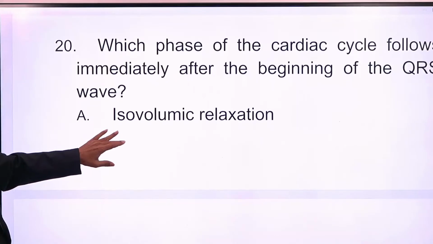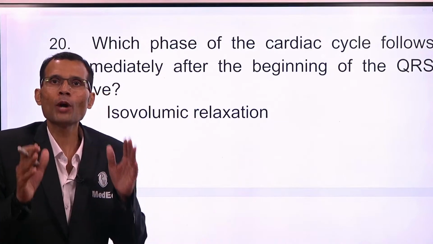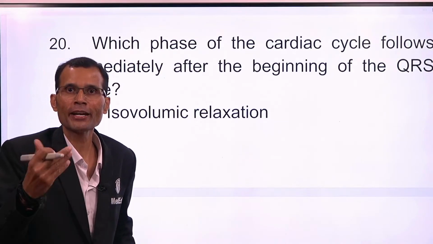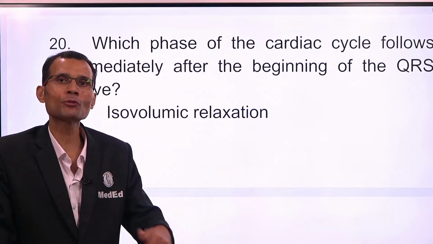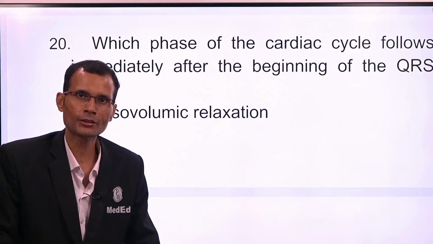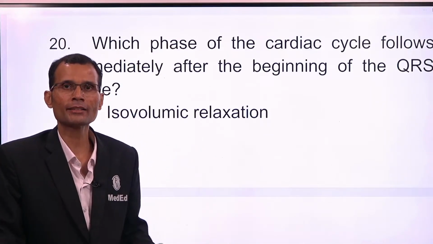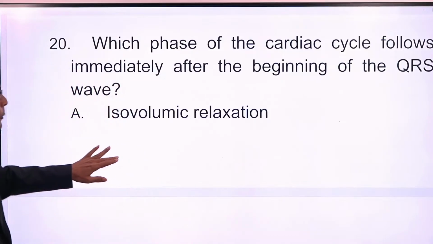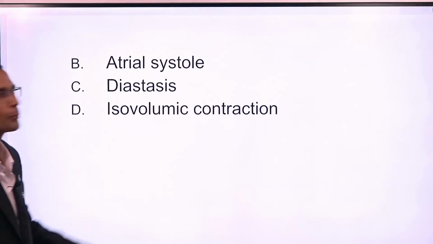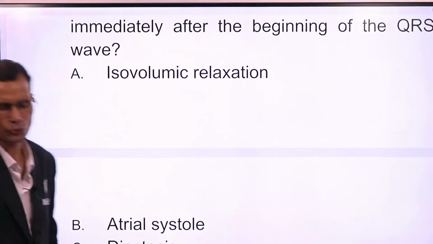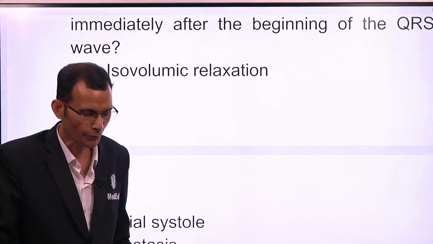Which phase of the cardiac cycle follows immediately after the beginning of QRS wave? After QRS wave, which phase will immediately occur? Okay. QRS wave means what? Ventricular depolarization. So after that, immediately which phase of the cardiac cycle will occur? And the options are isovolumic relaxation, atrial systole, diastasis or isovolumic contraction. This though you should be able to solve. Come on, I want a deluge of answers now. Come on, flood with answers.